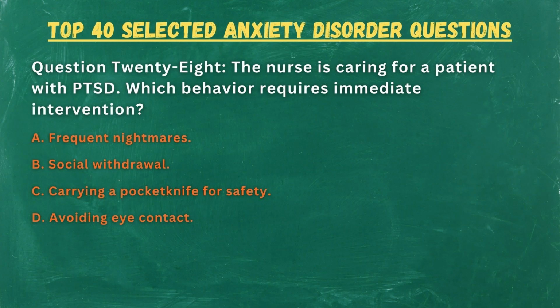Question 28. The nurse is caring for a patient with PTSD. Which behavior requires immediate intervention? A. Frequent nightmares. B. Social withdrawal. C. Carrying a pocket knife for safety. D. Avoiding eye contact.